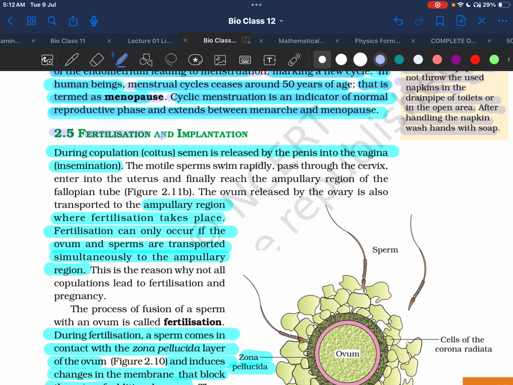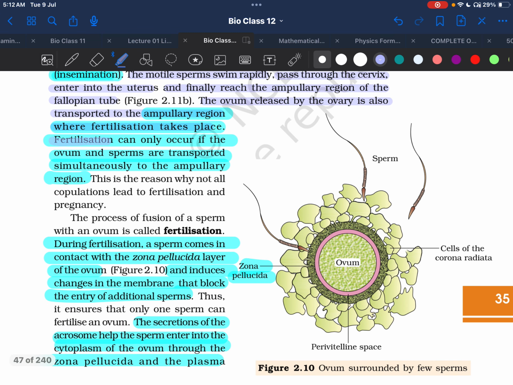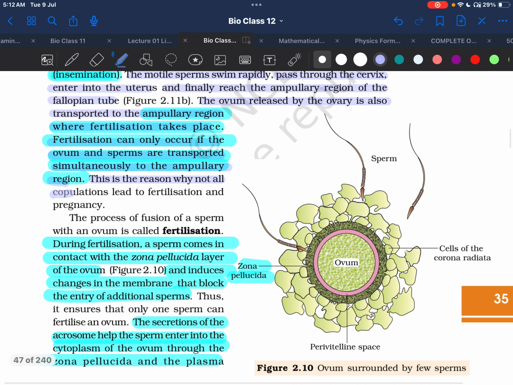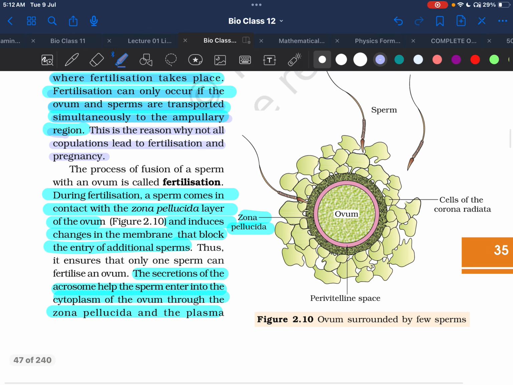2.5 Fertilization and implantation. During copulation (coitus), semen is released by the penis into the vagina. This is called insemination. The motile sperms swim rapidly, pass through the cervix, enter into the uterus, and finally reach the ampullary region of the fallopian tube. The ovum released by the ovary is also transported to the ampullary region where fertilization takes place. Fertilization can only occur if the ovum and sperms are transported simultaneously to the ampullary region. This is the reason why not all copulation leads to fertilization and pregnancy.